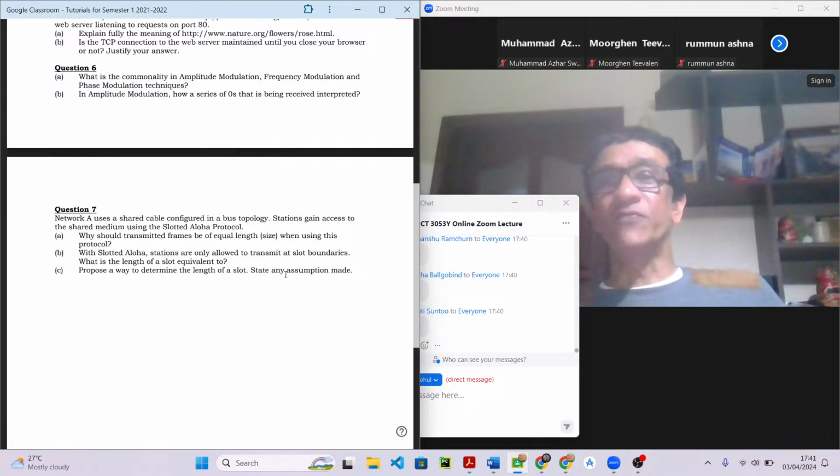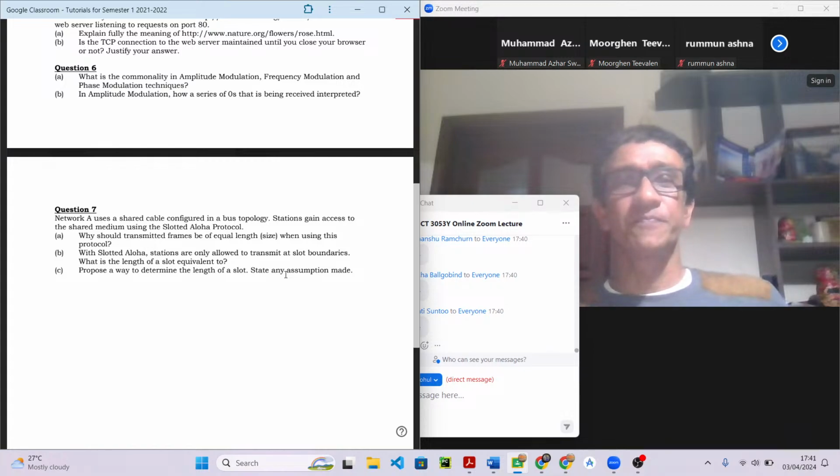CIDR notation. You have to convert the subnet mask into bits. Now 255 is 8 bits. 255 is 8 bits. The first one, 224, this one you have to convert. Right? It's 3 bits and all zeros. So 8 plus 8, 16, plus 3 here. Don't count the zeros. Right? It's 19. Right?